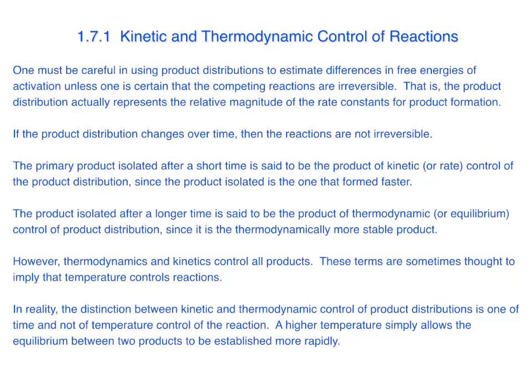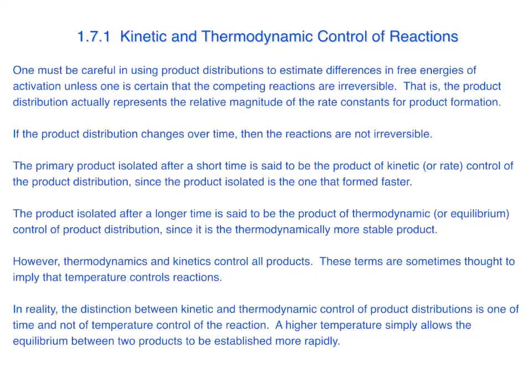And in these instances, the primary product isolated after a short time is said to be the product of kinetic or rate control of the product distribution, since the product isolated is one that is formed faster. Now, the other option is the product isolated after a longer time. This is said to be the product of thermodynamic or equilibrium control of product distribution, since it is the thermodynamically more stable product.